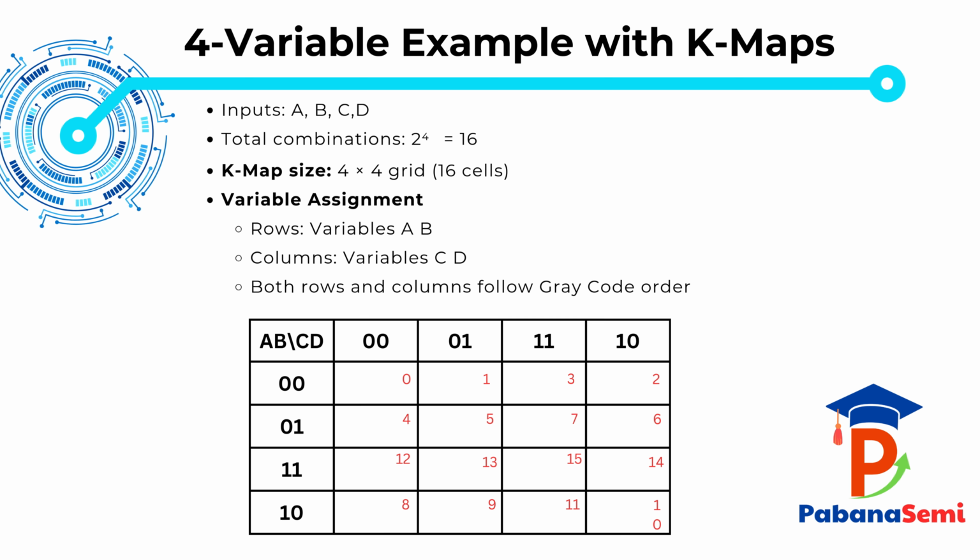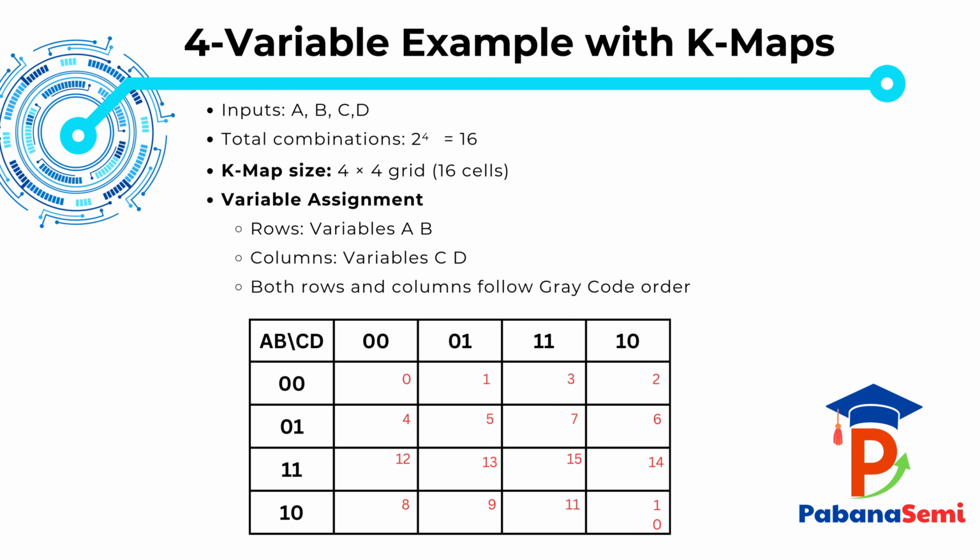Understanding the inputs. In this example, we have 4 input variables, A, B, C, and D. Since there are 4 variables, the total number of possible input combinations is 2 to the power of 4 equals 16. Therefore, the Karnaugh map will contain 16 cells. K-map size. A 4-variable K-map is arranged as a 4x4 grid. Each cell in this grid represents one minterm, ranging from M0 all the way to M15.